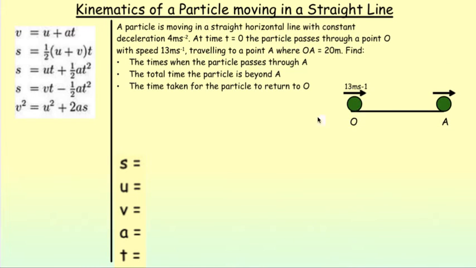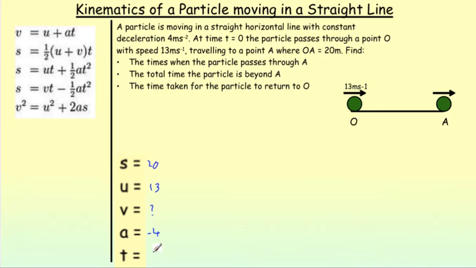So, start by drawing a diagram. I have this prepared here. We've got O, A over here, and we're starting at 13 meters per second. So we're just going to fill in now what we can down here for SUVAT. So we know that the distance is 20, because it tells us here OA is 20 meters. So S is 20. We know that U is the speed at the point O, which is 13. V, we don't have V, we don't know the speed at the point A. We know the acceleration. Well, if the deceleration is 4 meters per second squared, that means the acceleration is minus 4. Deceleration is negative acceleration.